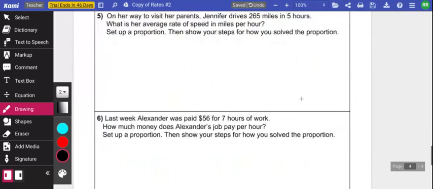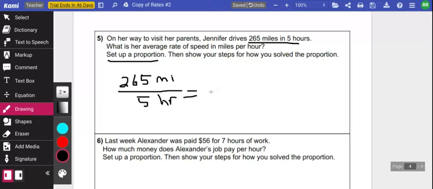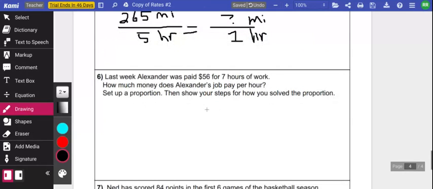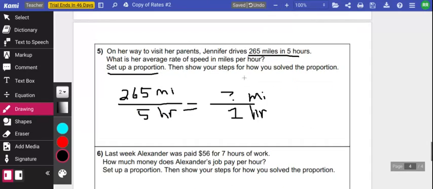All right, so you try 5, 6, and 7 here. Be sure you set up a proportion, so one rate equal to another rate. So here we're going to have 265 miles per 5 hours, right? That is the rate given to us in the problem, and we want to know how many miles per 1 hour. So set this equal to some number of miles per 1 hour, and you solve the proportion using one of the 3 methods. Okay, you try 6 and you try 7, set up a proportion, just like number 5 and in the previous problems.